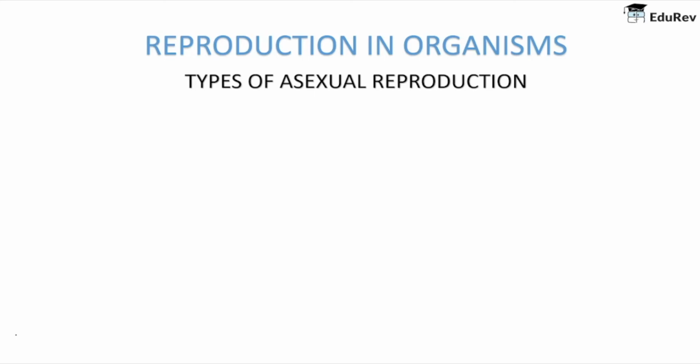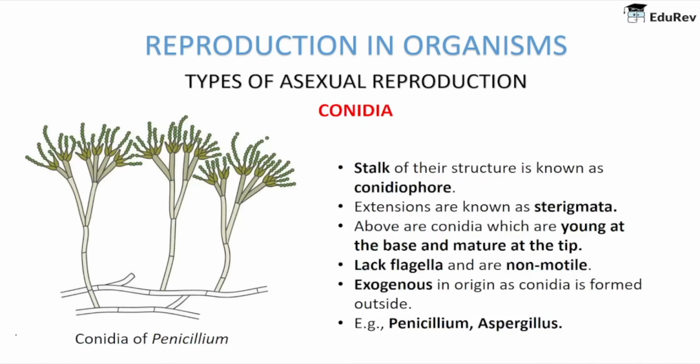There are other common asexual reproductive structures as well. And the first one we are going to talk about is conidia. So conidia is a structure which has a stalk which is known as conidiophore. So this is the stalk of conidia, which is known as conidiophore. Now the extension of this conidiophore is known as sterigmata. And on top of sterigmata are various conidia which are formed in a circular shape. So these are known as the conidia.